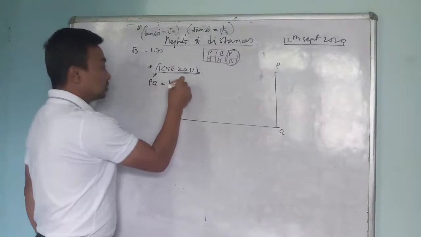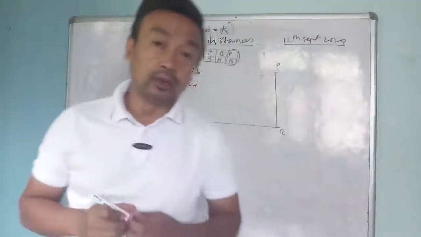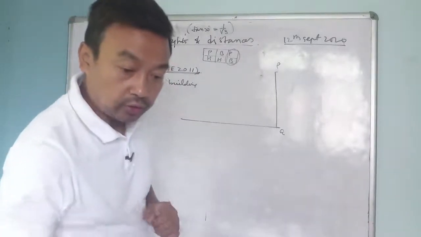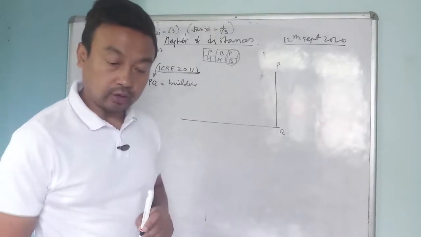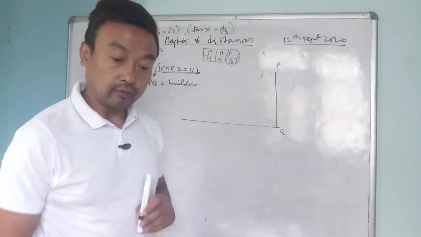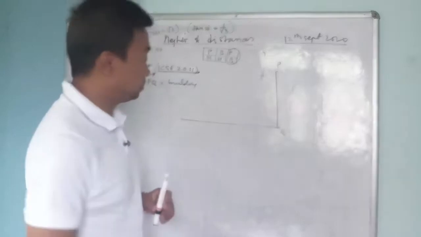PQ is the building. A man is given to you, on top, he walks towards it in a horizontal line through its base. On covering 60 meter, the angle of elevation changes to 60 degree. Find the height of the building correct to the nearest meter.